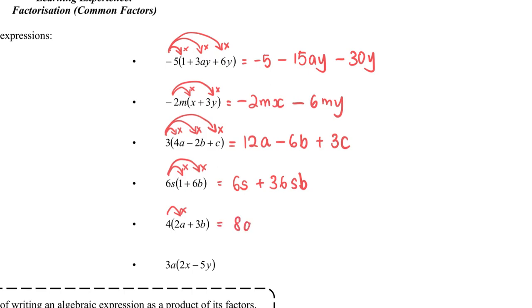This will give me 8a, and after I multiply, positive 12b, and the last expression, 3a times 2x, 6ax, 3 times 2 is 6. 3 times negative 5 is negative 15ay.